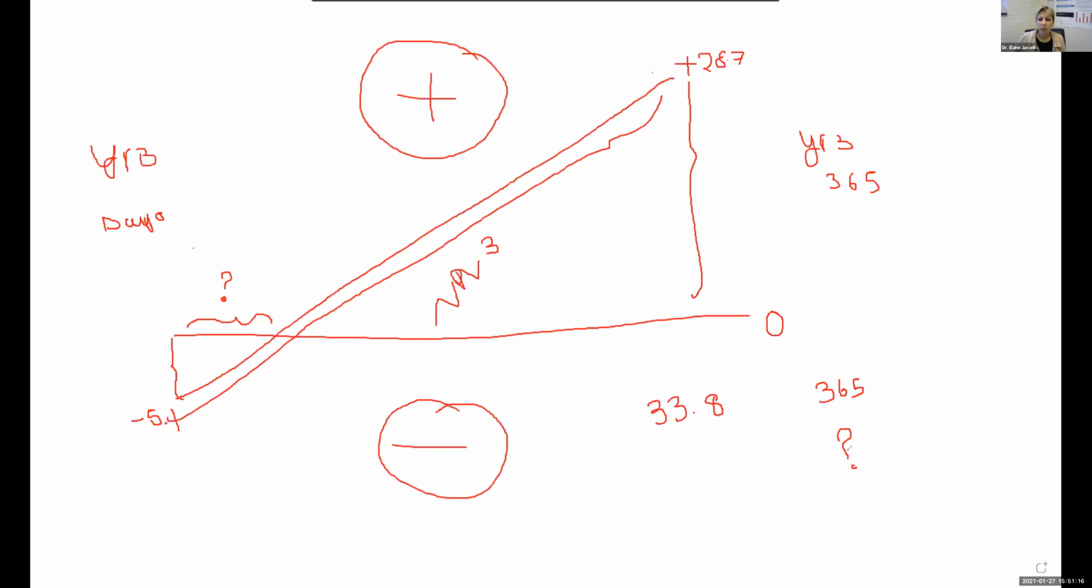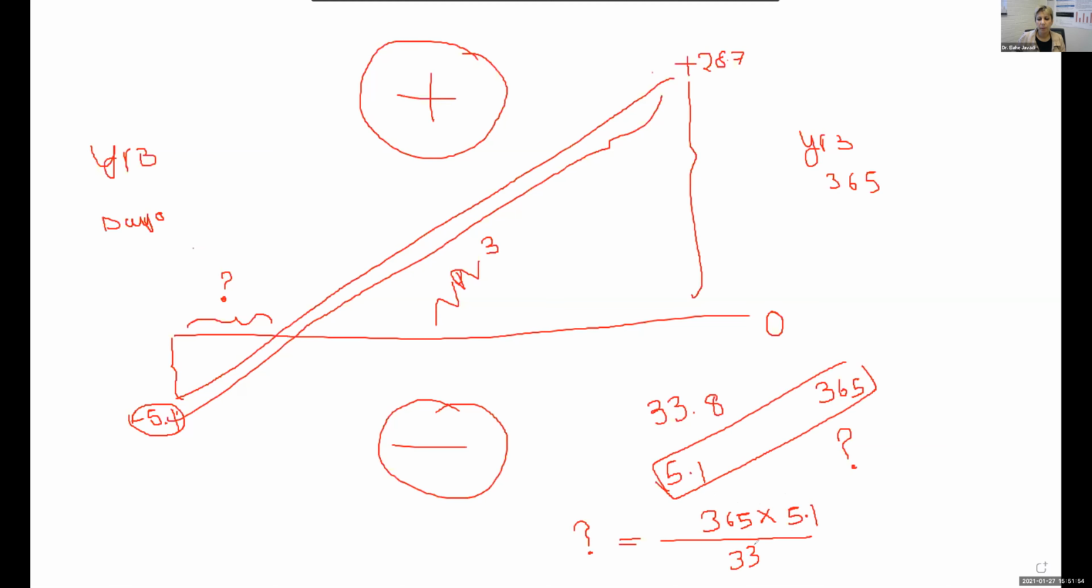Yes, the question is, how many days did it take me to make this much money? That's 5.1, so that I can get from minus 5.1 to zero. So how much did it take me to make 5.1? The question mark, the number of days, is these two multiplied together, 365 divided by 33.8. And we're going to calculate that on your Excel sheet, but let me guess, how much would that be? So this is almost five times, so six, maybe around 50. Around 40 days, I guess, 40, 44.